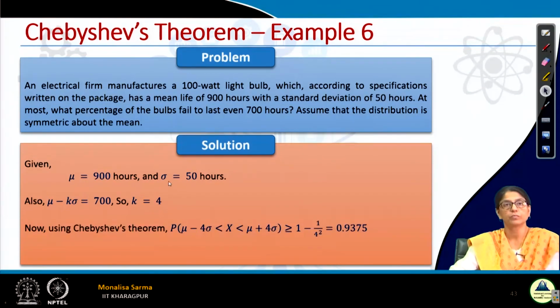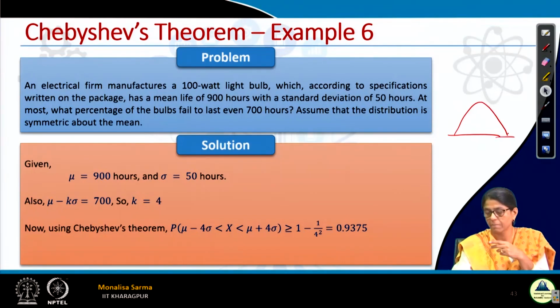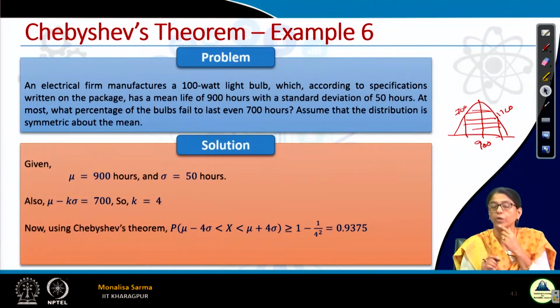Now using Chebyshev theorem, what do we get? The probability is at least this value, that means greater than or equal to 1 minus 1 over k squared. The probability that it will lie in the range of 700 to 1100 is 0.9375. This is 900, this is 700, and this corresponds to 1100. So the probability that it will lie in this range is at least 0.9375.